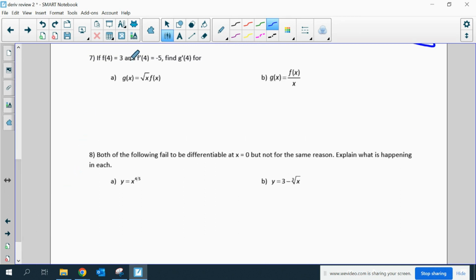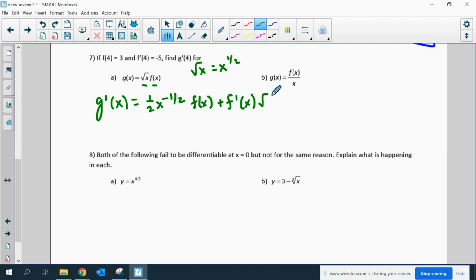Number 7, they give us some information about the function f, so we're going to find g prime of 4. So g prime of x, in this case, is going to be a product rule. So I'm going to take the derivative of square root x, which is, remember that the square root x is x to the 1/2. So that's 1/2 x to the negative 1/2, just taking the derivative of that using the power rule, times f of x. So this is going to be a product rule: derivative of the first times the second plus the derivative of the second times the first.